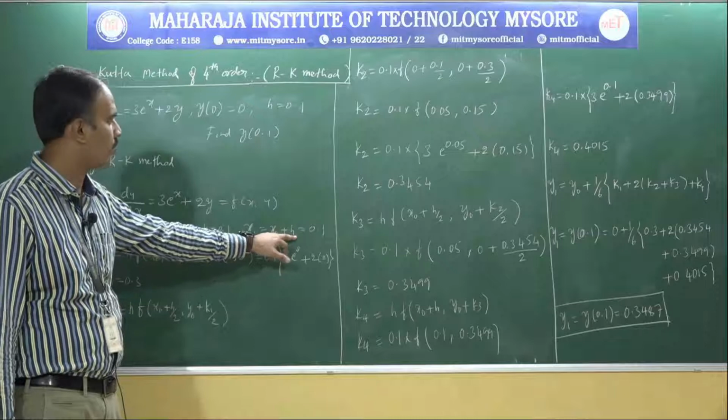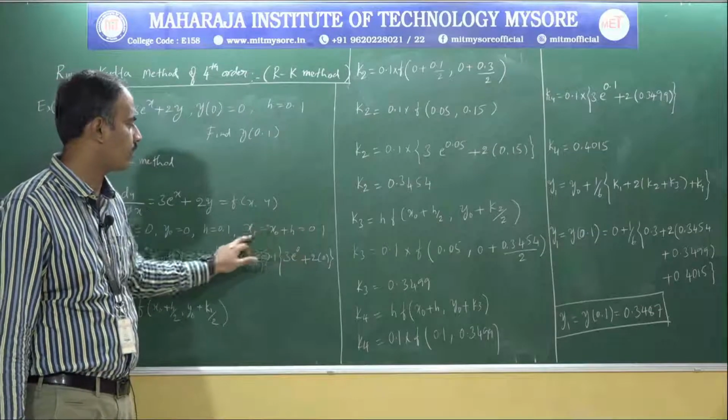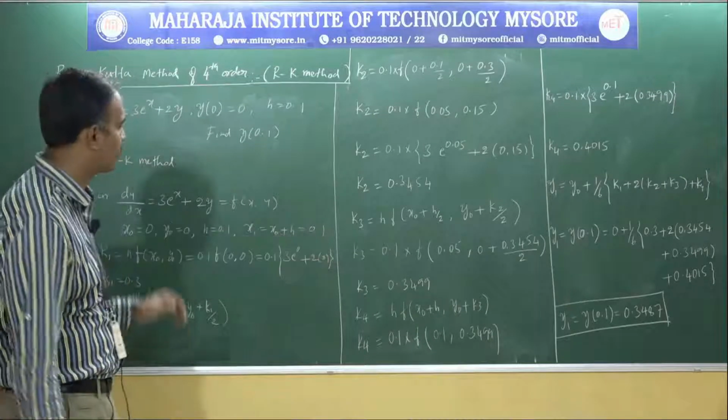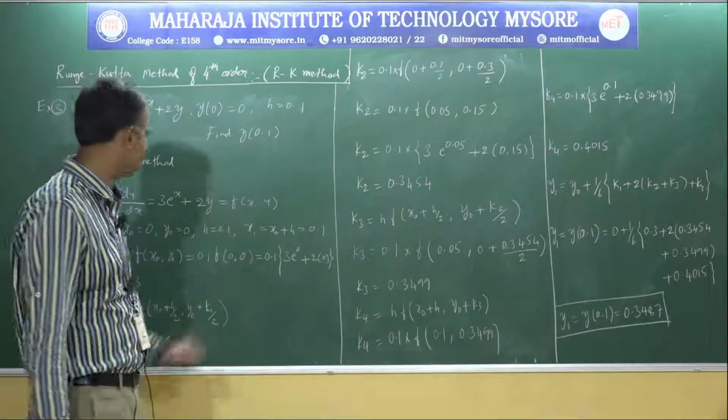Okay, 1 into the h. Now we can specify in terms of x naught 0, h value 0.1. That's why here x1 is 0.1. We have to estimate the y1 value at the particular point x1. That will be the important thing.